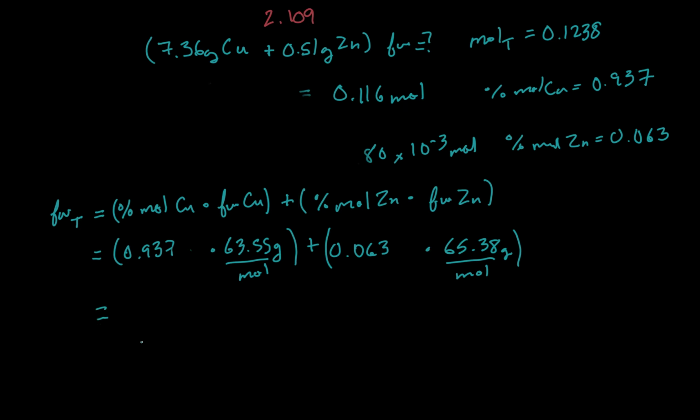0.937 times 63.55, and I'm just going to do all this in one step. This is 63.665 grams per mole. Now, when we were given the masses, we had two figures up there, so this is going to be accurate to that: 63.7 grams per mole. And there we go.